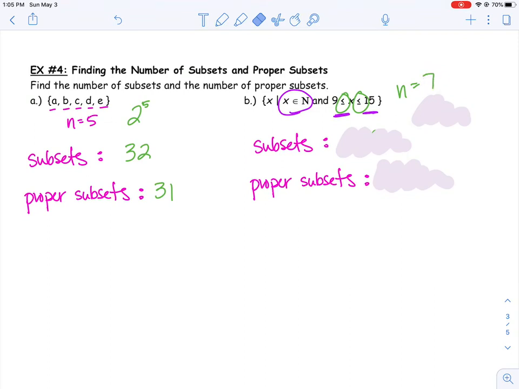And since there are 7 elements, how many subsets would there be? Well, I could use the formula 2 to the 7th power. 2 to the 7th power, if you have your calculator, ends up being 128. There are 128 different subsets you could possibly make with those 7 numbers. Well, how many proper subsets? Well, it's just one less than that, so 127. Make sure that you know how to use that formula so you can figure out how many different subsets and how many different proper subsets. Okay?